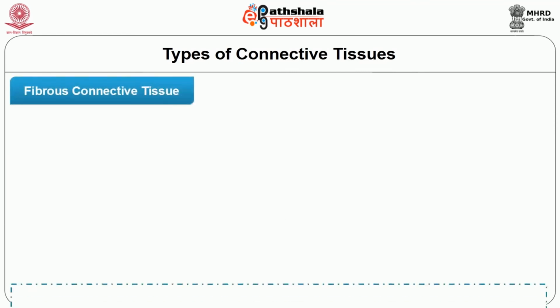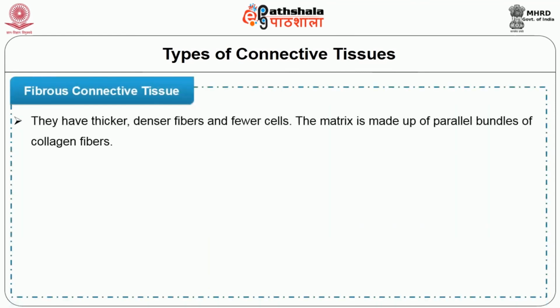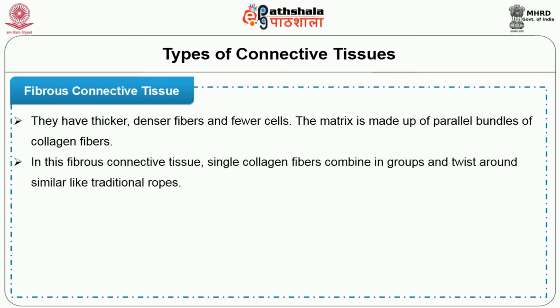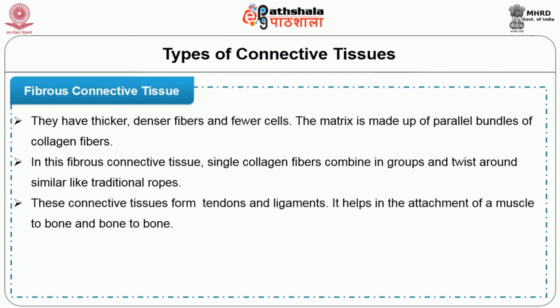The second is the fibrous connective tissue. They have thicker, denser fibers and fewer cells. The matrix is made up of parallel bundles of collagen fibers. In these fibrous connective tissues, single collagen fibers combine in groups and twist around, similar to traditional ropes. These connective tissues form tendons and ligaments. They help in the attachment of muscle to bone and bone to bone.